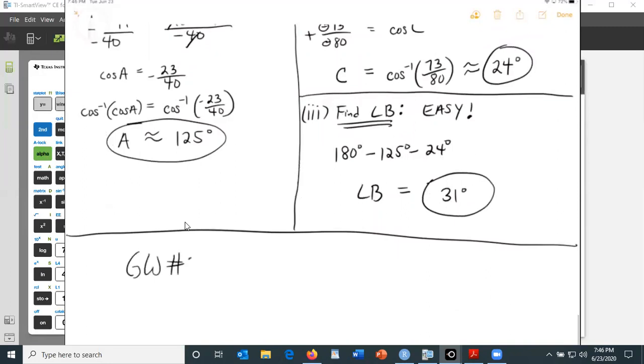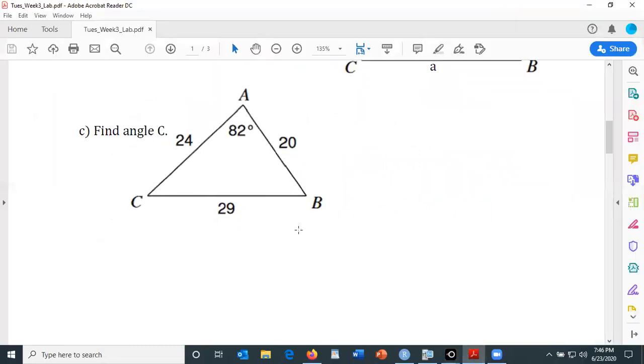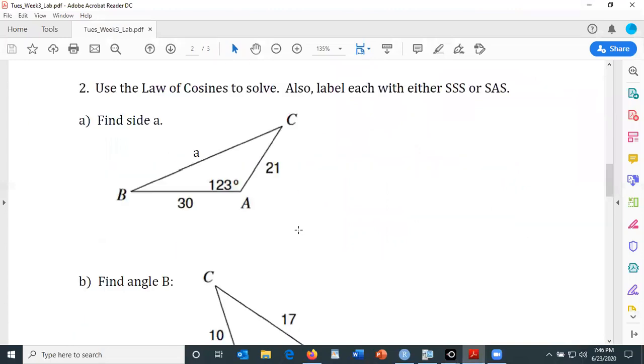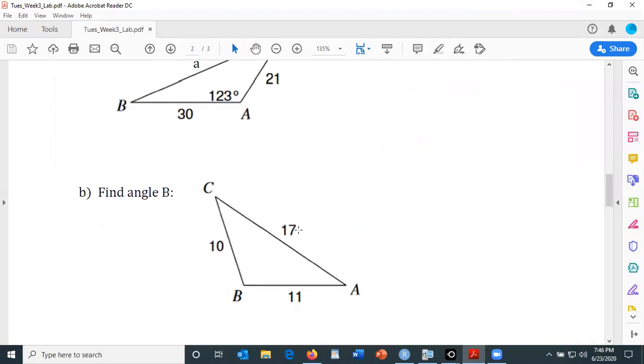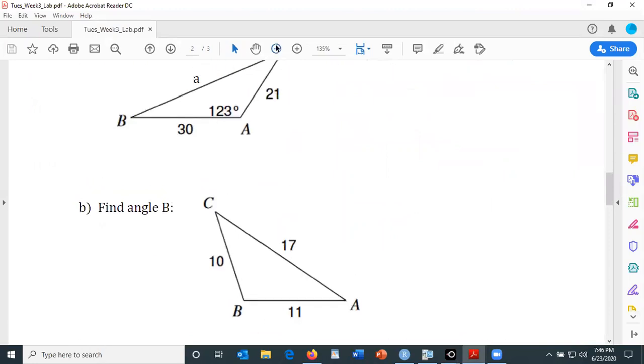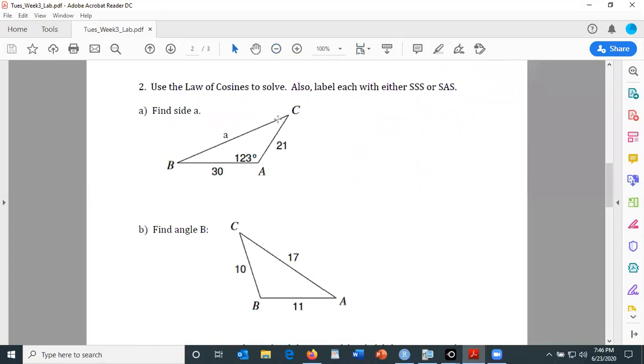All right, so now we're going to do our 30-minute groups, where I think you're going to do just problem 2, A and B. Let's take a gander at it real quick. You're using the law of cosines to solve. Make sure you label it with SSS or SAS based on what the information is. Each of these is just a 1-part problem.